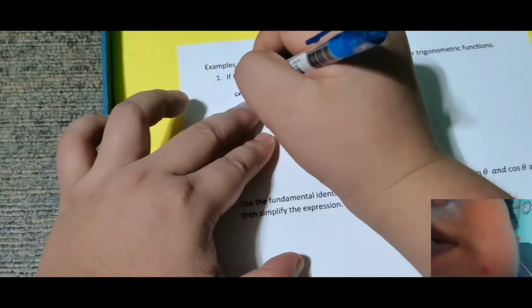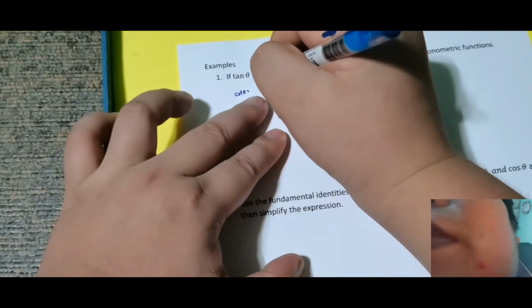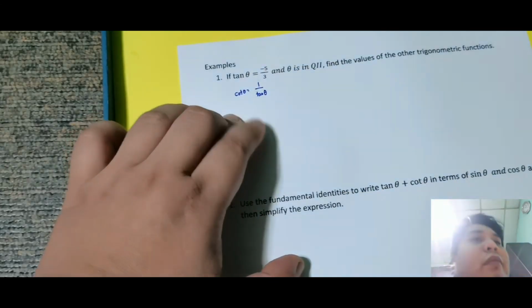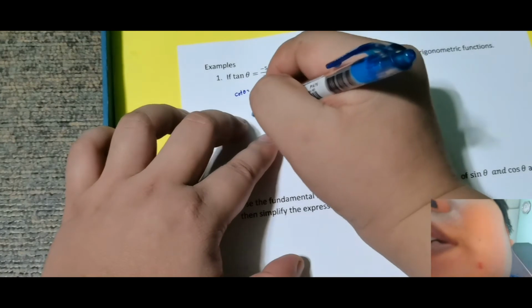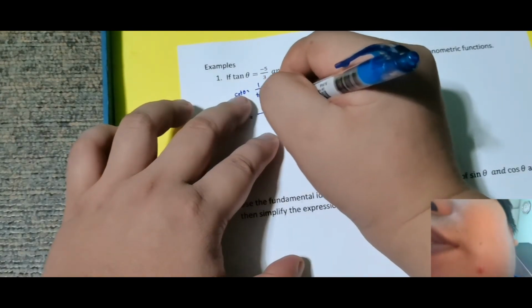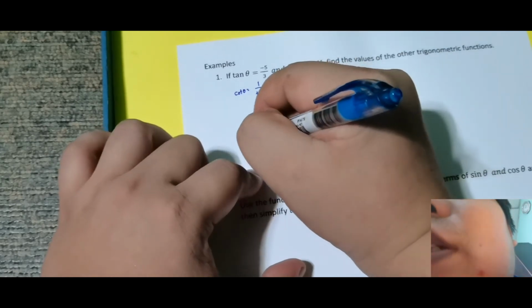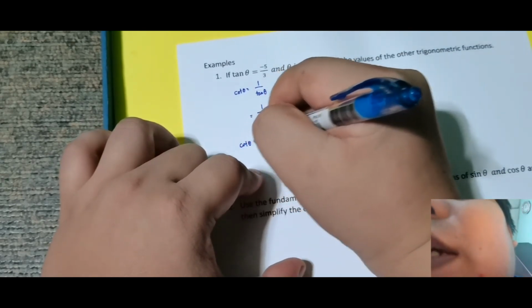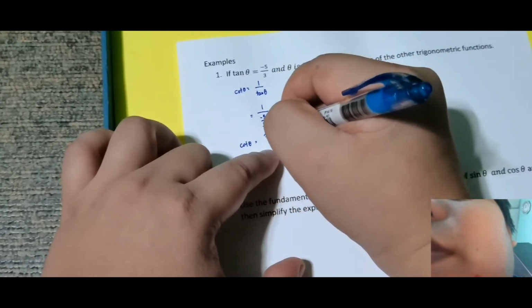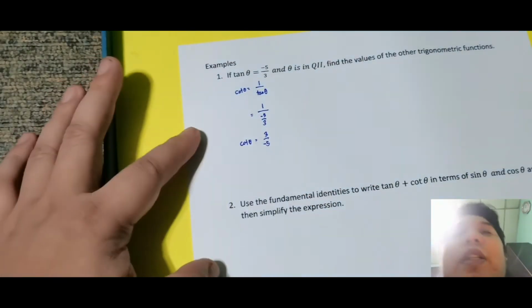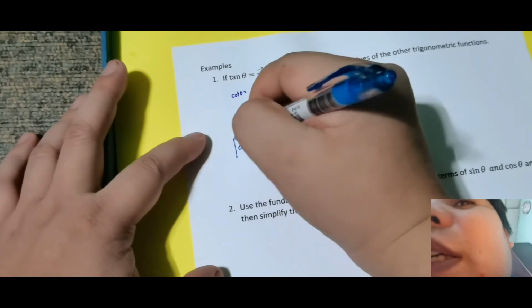Note that cotangent theta is equivalent kay 1 over tangent theta. Okay? In which this is equal to 1 all over negative 5 over 3. So therefore, what is cotangent theta? Cotangent theta is equal to 3 over negative 5, or negative 3 over 5. So nahanap ko na yung cotangent theta.